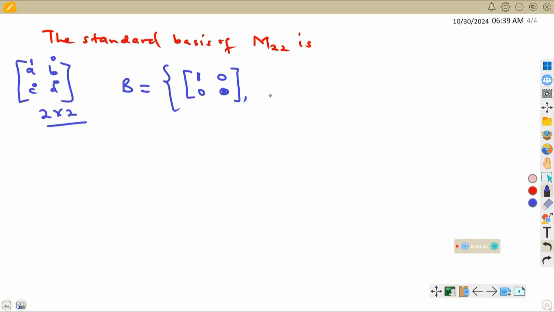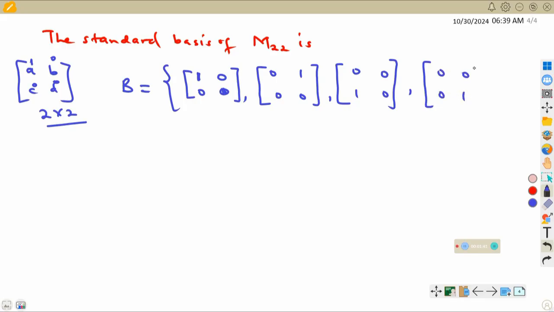Then the next one will be 0, 1, 0, 0. The next one will be 0, 0, 1, 0. The next one will be 0, 0, 0, 1. So this is the standard basis of M22. And as we said, the dimension of this is the same as 2 times 2, which is 4. So clearly there should be 4 vectors in the standard basis B. So which vectors must be of this form?